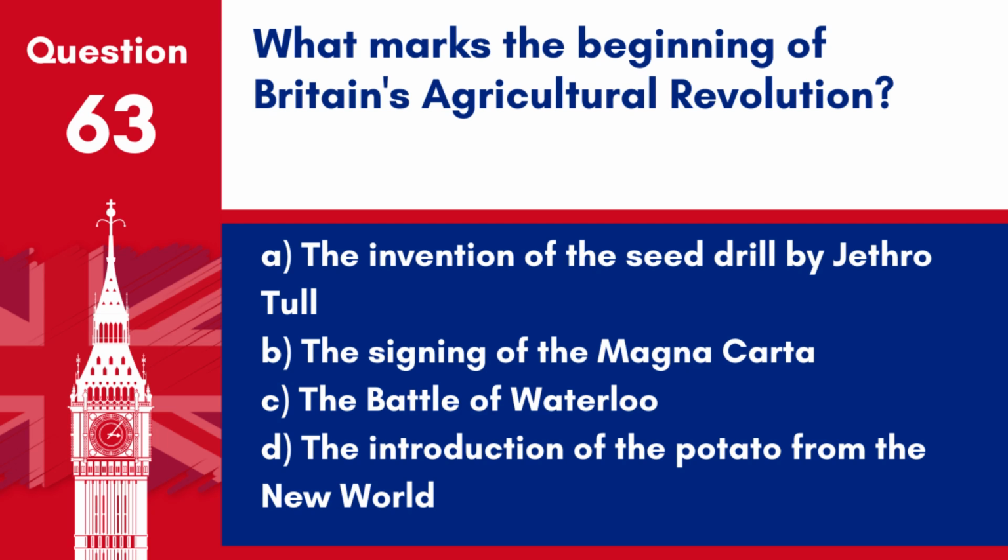Question 63. What marks the beginning of Britain's agricultural revolution? A. The invention of the seed drill by Jethro Tull. B. The signing of the Magna Carta. C. The Battle of Waterloo. D. The introduction of the potato from the New World. Answer: A. The invention of the seed drill by Jethro Tull. The agricultural revolution in Britain began in the 18th century, marked by significant advancements such as Jethro Tull's invention of the seed drill, which improved agricultural efficiency.